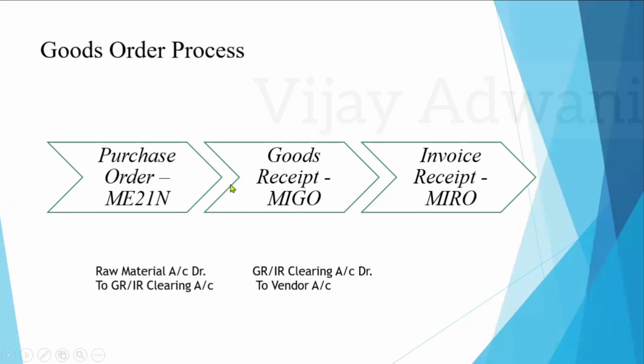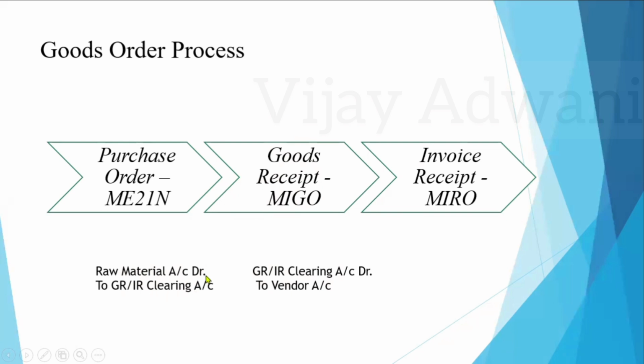Fine. Now what happens? The goods are received. Usually, the entry you pass when the goods are received is raw materials account debited to vendor account. Whenever you purchase goods, raw materials account is debited to vendor account. But in this case, the raw materials account is debited, but since the invoice is not yet received, the GRIR clearing account comes into play. Instead of the vendor, we credit the GRIR clearing account whenever the goods are received. Raw material account debited to GRIR clearing account.